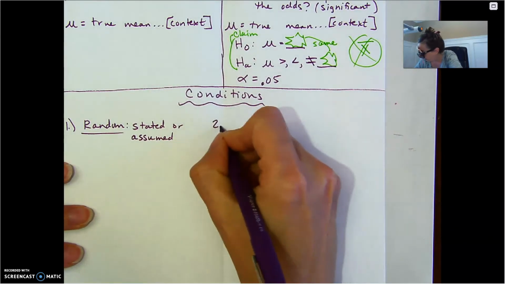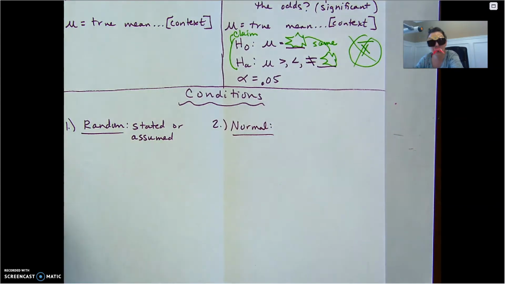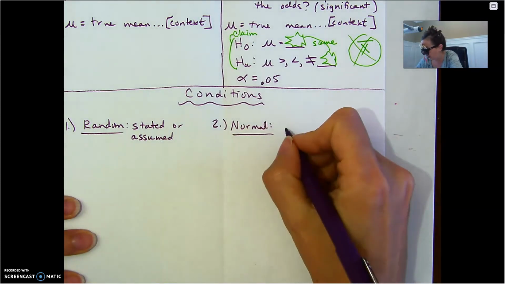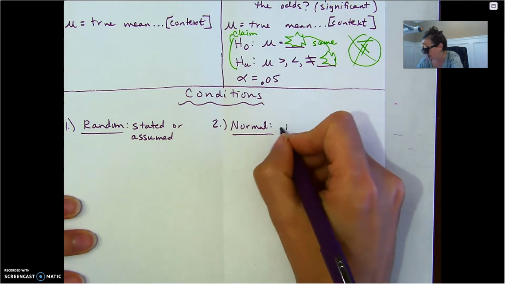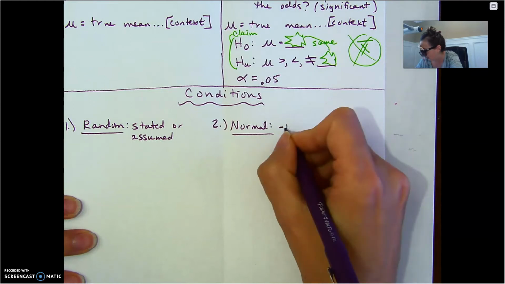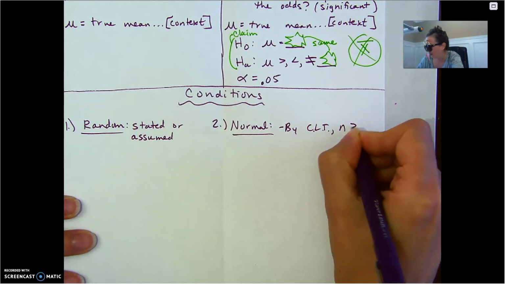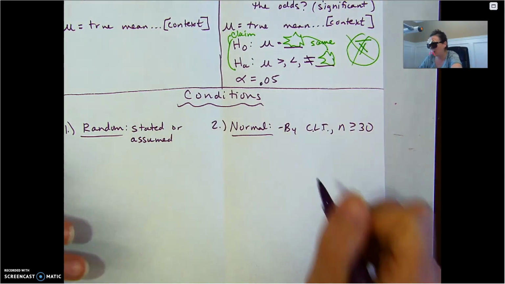All right, the second condition is your normal check. With proportions, we had the discount normal check with Jake from Stat Farm, not with means. With means, we want to have that central limit theorem coming into play. So let's see. I was going to do like an ABC list. I'm just going to do a little dash instead. By CLT, the central limit theorem, we want to have a sample of at least 30. So if your sample size is at least 30, then you're going to be okay. If it's not at least 30, don't fret.